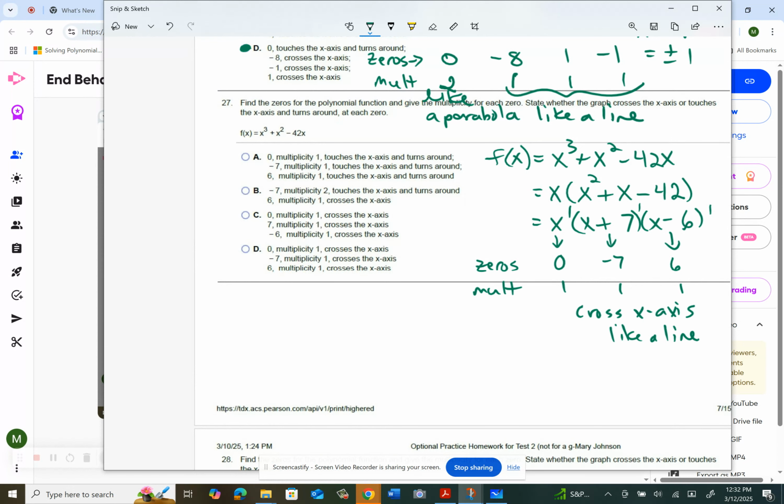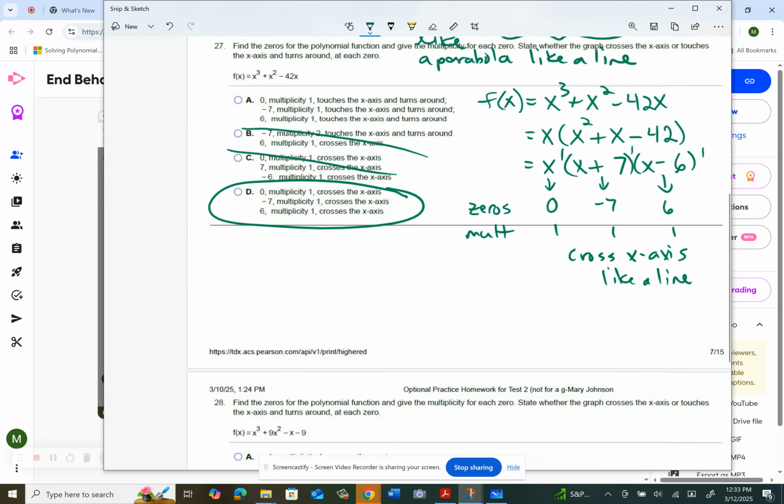Okay, so what I'm looking for is a 0, a negative 7, and a positive 6. Okay. All right, so this guy's out, and this guy's out. And then I'm looking at all of them having a multiplicity of 1, which it says on both of those. But a multiplicity of 1 would mean it just crosses the x-axis. So your answer should be D. Okay. All right, let's try another one.